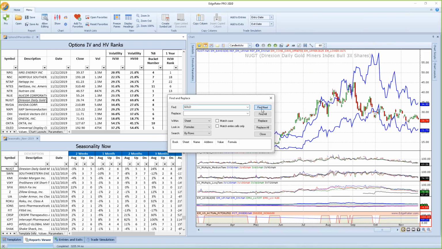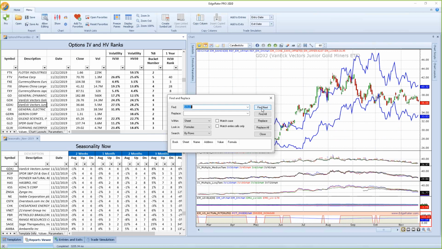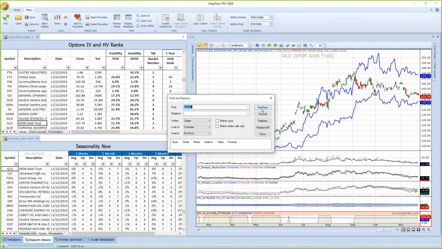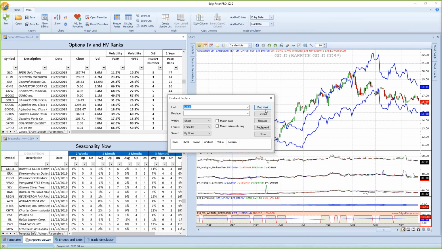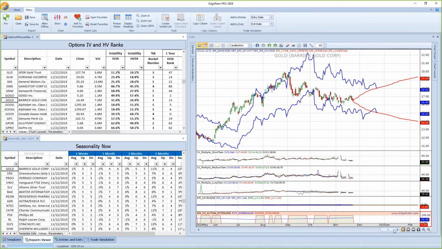Oh wait, I forgot a new GT here. Right. Mana Gold, GDX, GDXJ, GLD, GOLD. That's Barrick Gold. Yeah, GLD spheric. Okay, that's also at 68%.